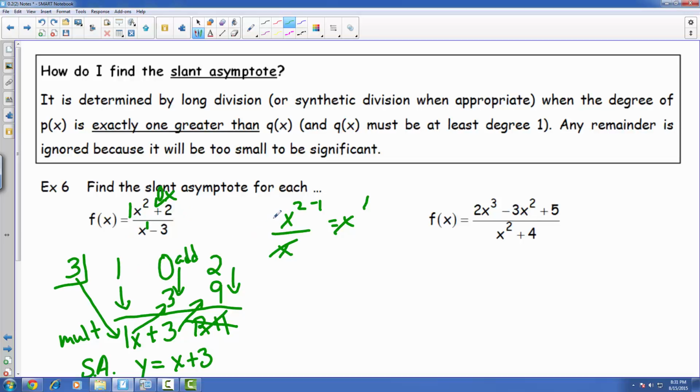So again, it kind of just goes back to this idea that you have x squared, you're dividing it by x, so then that's why your slant asymptote now is just x to the 1, because you're removing one of those powers.